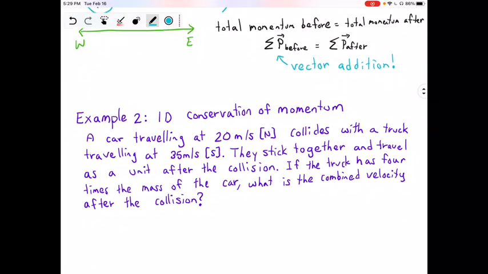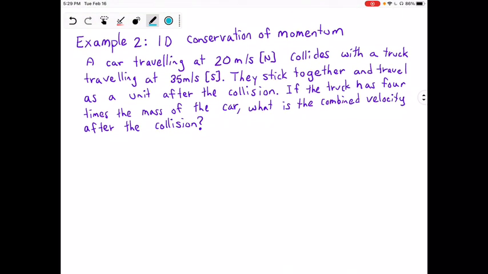So here's an example. And I've chosen one of the harder questions because I've already got a ton of easier examples in the lesson notes. I want to show you one that's just a little bit more tricky, so that way you're ready for it when you see it in the assignment. You've got a car traveling at 20 meters per second north collides with a truck traveling at 35 meters per second south. They stick together and travel as a unit after the collision. If the truck has 4 times the mass of the car, what is the combined velocity after the collision?